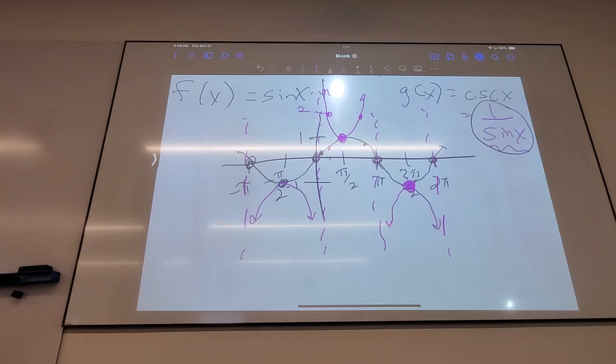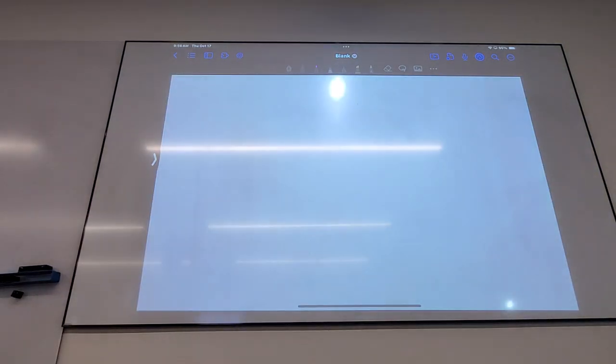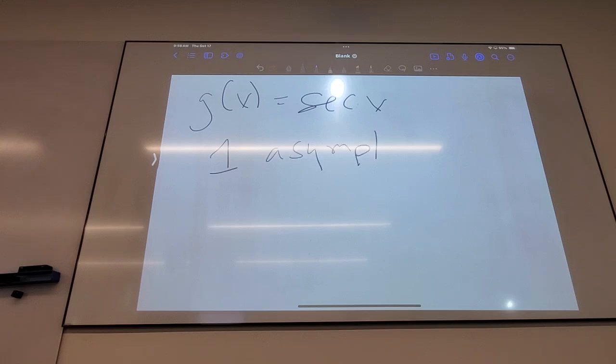So how would I do secant? Graph cosine and put cups on top of it. Can somebody give me one location for an asymptote for a secant function? Pi over 2. There will be an asymptote at pi over 2, because cosine of pi over 2 is 0. Secant's 1 over cosine, so it'll be 1 over 0. It's going to freak out. You've got to put a wall there so the poor little dude doesn't go insane.